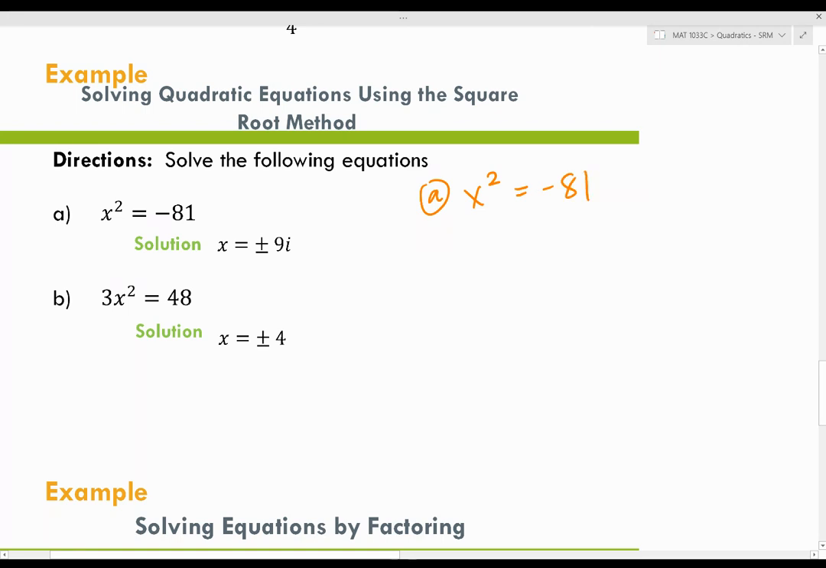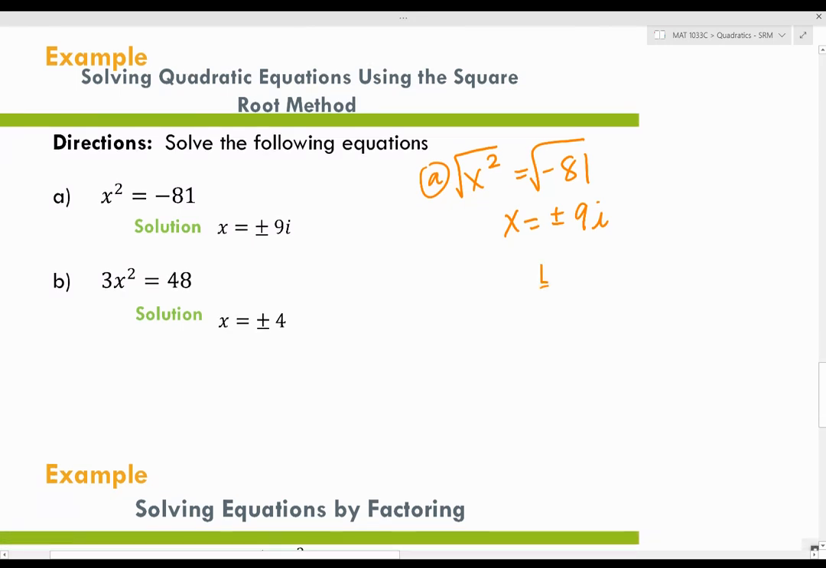So just like before, we're going to make sure that our squared quantity is isolated. It is. So we're going to take the square root of both sides. So we have x equals the square root of negative 81. So we know, because we've now studied complex numbers, that this is not a real number, but we can break this down. So the negative 1 will become i, and we have plus or minus the square root of 81, which is 9i. Okay, and we have two answers there. We have negative 9i and positive 9i. So be careful because your answers could be complex now.